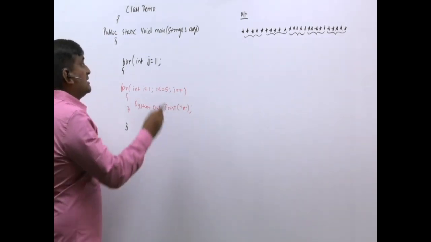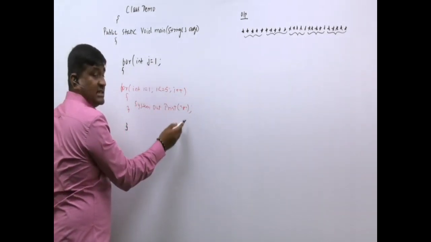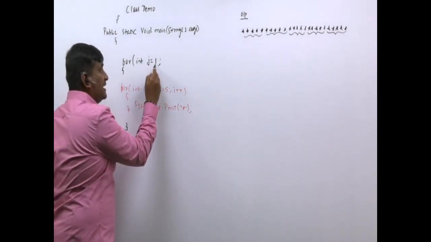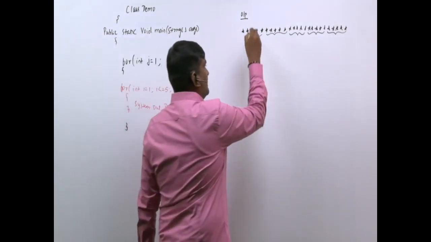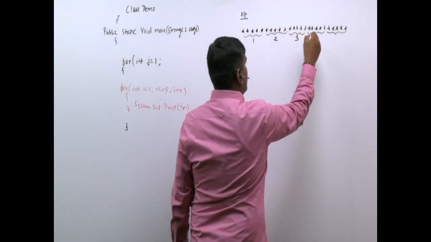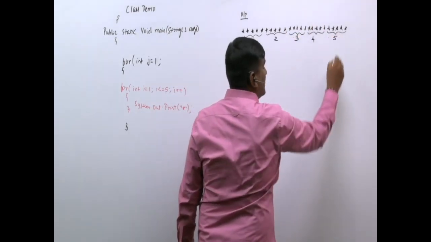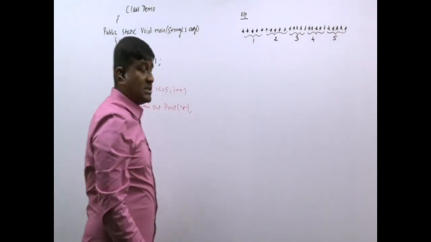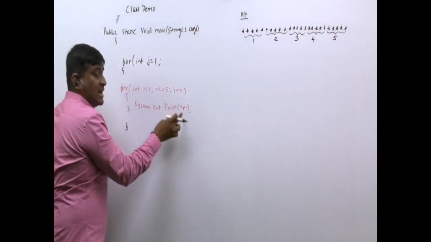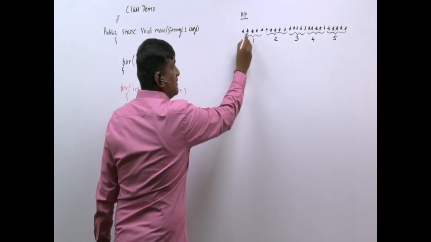Meaning is, start printing the first 5 stars. You should read like this. Start printing the first 5 stars. See here. This is first 5 stars, second 5 stars, third 5 stars, fourth 5 stars, fifth 5 stars. Like that, 5 times 5 stars you should be displaying. So start printing the first 5 stars.